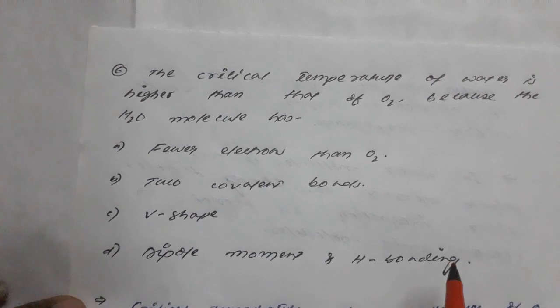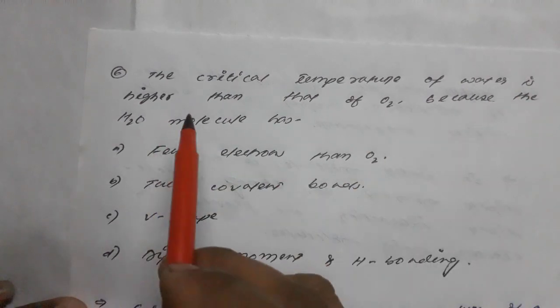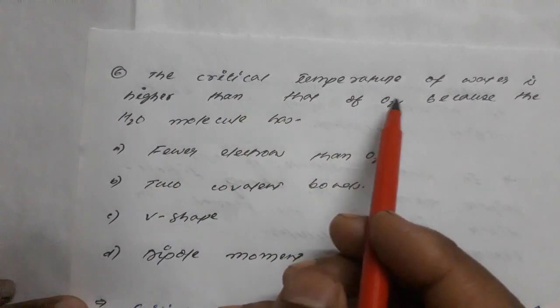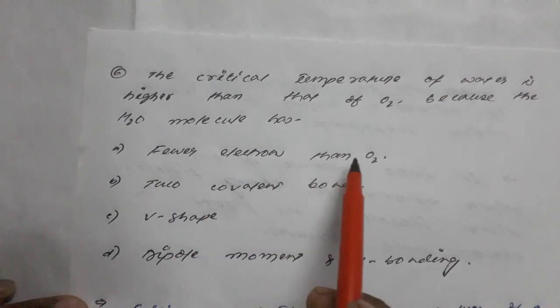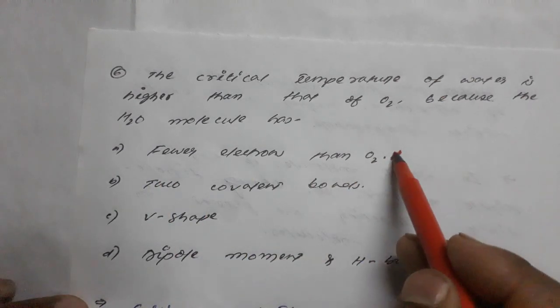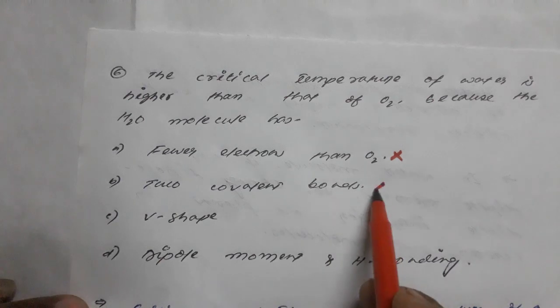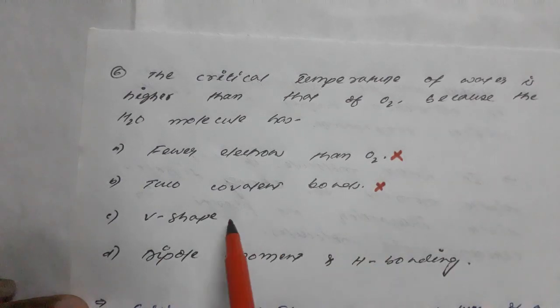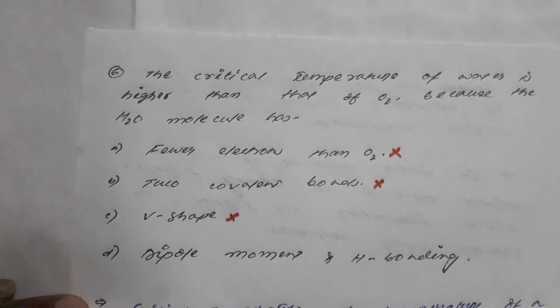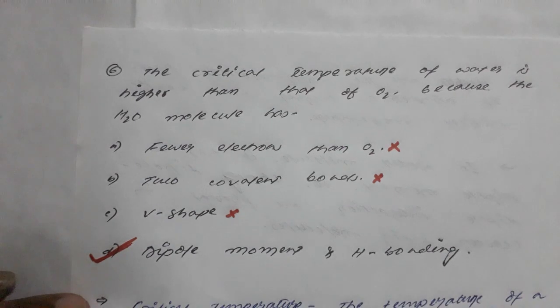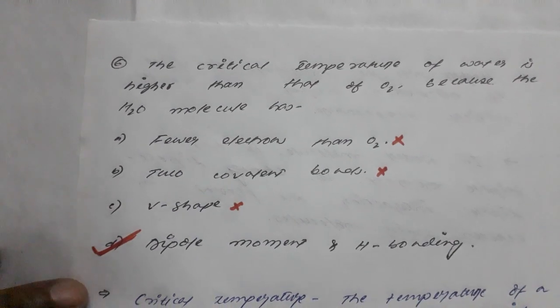Another question says that the critical temperature of water is higher than that of O2. What is the reason? Fewer electrons than O2? No, this can't be the reason. Two covalent bonds? No, oxygen also has covalent bonds. V shape? Not possible, regarding shape there will be no effect on critical temperature. The only reason behind this is dipole moment and hydrogen bonding. Yes, obviously. It means the more the attractive forces between the molecules, the higher the critical temperature.